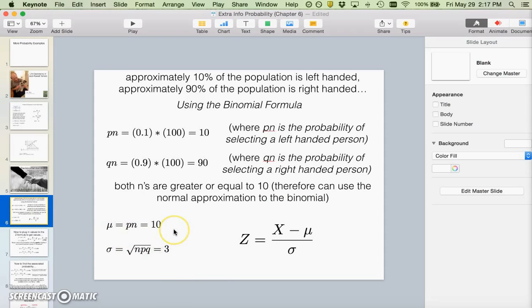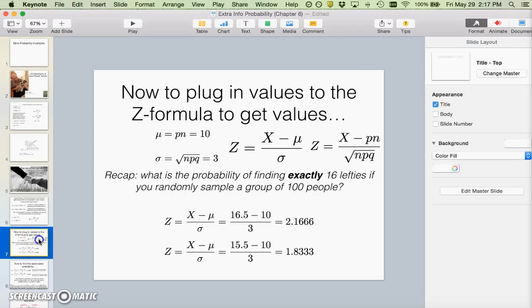So the mean in the normal approximation to the binomial is just Pn, which is 10, and the standard deviation is approximated by taking the square root of n multiplied by p, which is 0.1, multiplied by q, which is 0.9. And here you can see the normal approximation to the binomial. So in our case, we can substitute in our values, and remember that we are trying to find exactly 16 lefties if you sample a group of 100 people.